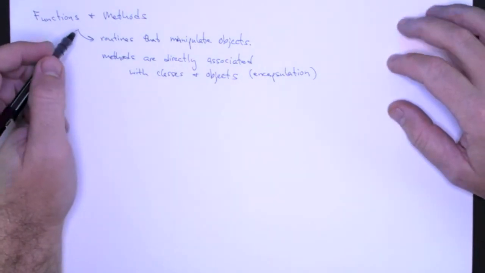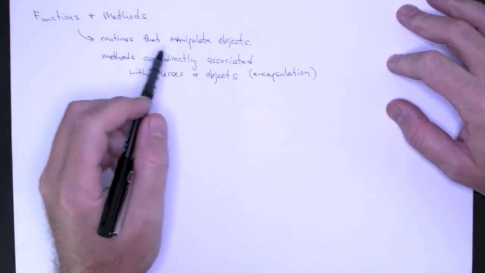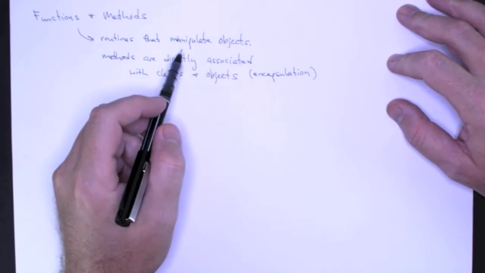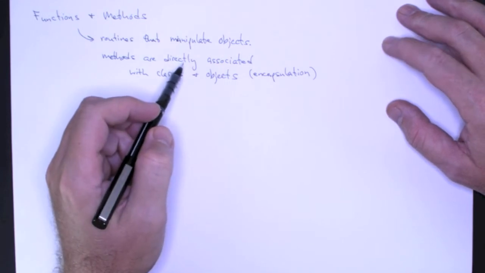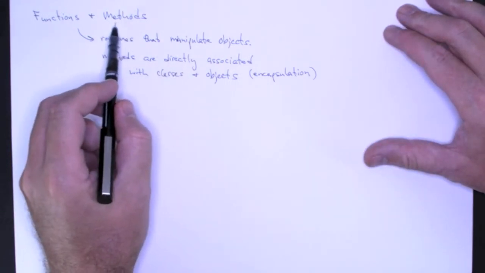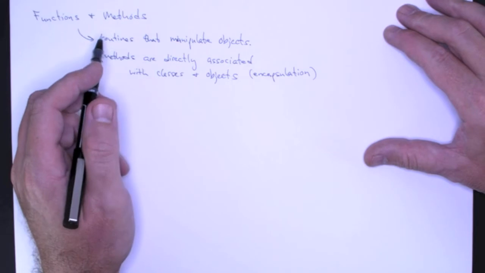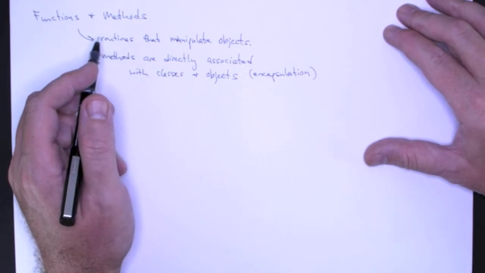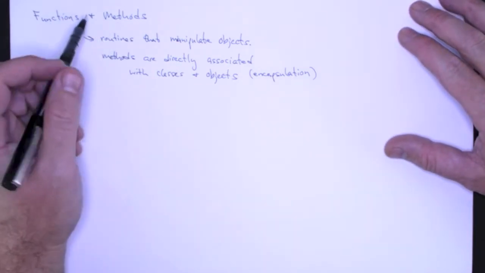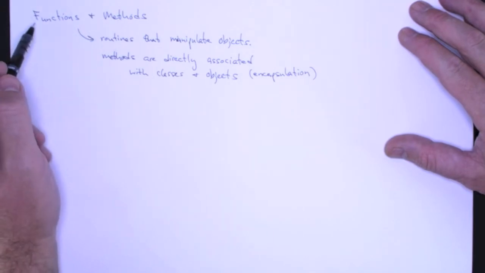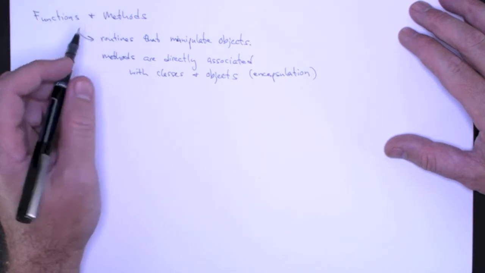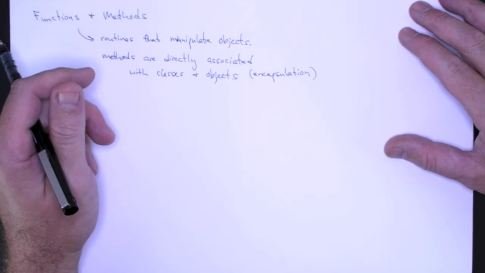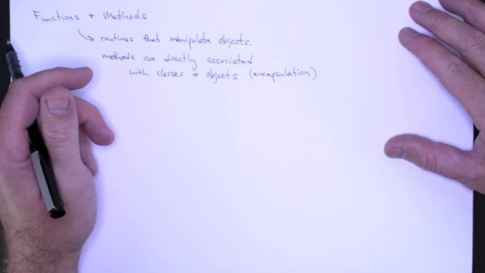So functions and methods. These are routines that let us manipulate objects. They're routines that we write to manipulate objects. And I'm going to ground the discussion mainly using methods, since we're approaching C++ as an object-oriented language. We will need to define functions for doing some things, but most of the routines that we write are going to be methods, or sometimes people will call them member functions.